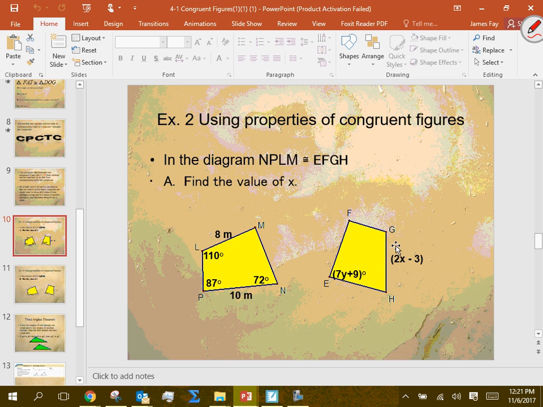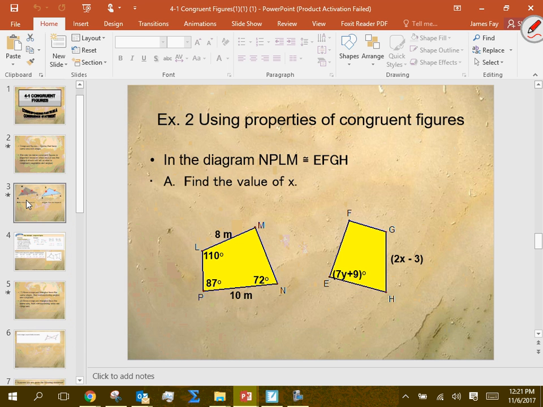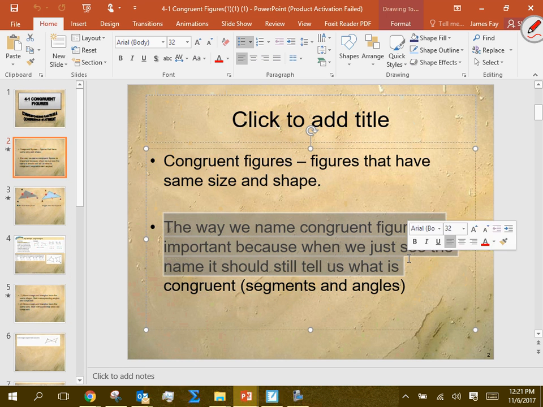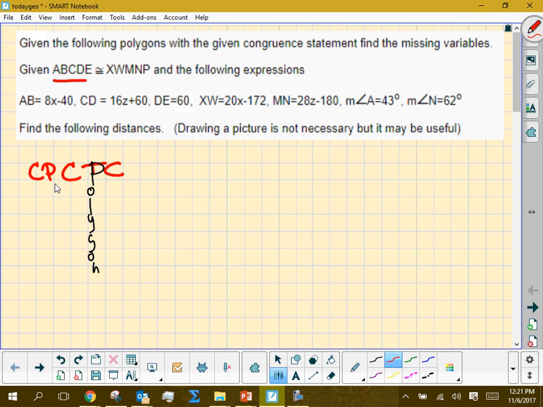Now, if you were drawing the picture, this is what you would have gained from drawing that picture, and then maybe you can relate the parts a little bit easier. But we also said that when we did this problem, we don't need the picture. It says the way we name congruent figures is important because when we just see the name, it should still tell us what is congruent. That's what CPCTC kind of means for us.